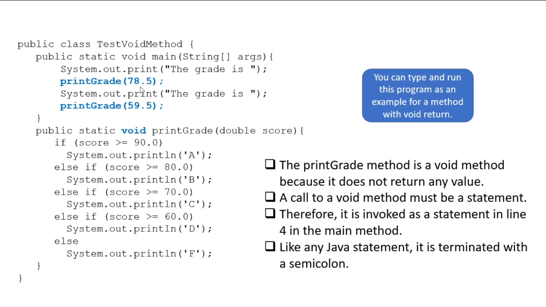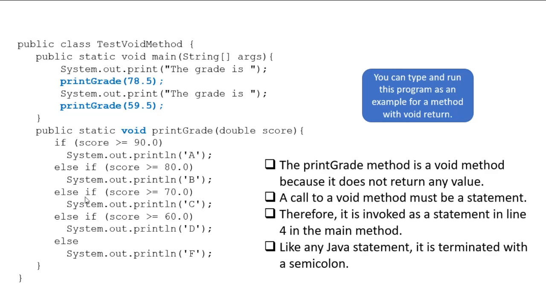In the first case, this value is 78.5. And this number will be received by the score variable inside the printGrade function. And this function will do something based on this value. It will compare the incoming score with some constant values and then print out some letter grade.